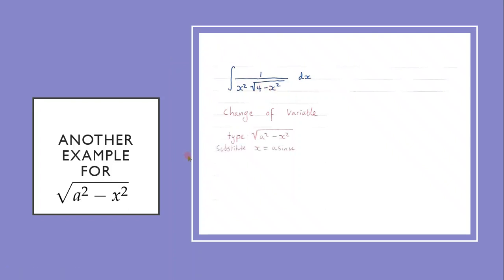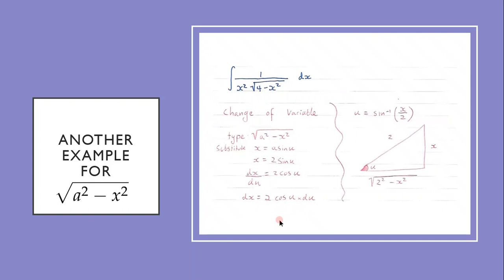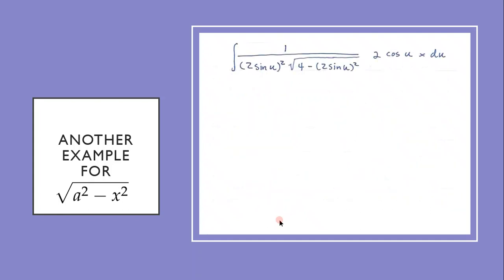Then substitute x equals a sine u, x equals 2 sine u, because this is just 2 squared. And then figure out the derivative, so you can change dx in terms of du. And of course, figure out your inverse, so we can substitute it in later. And then figure out your triangle, just in case we get different trigonometric functions.